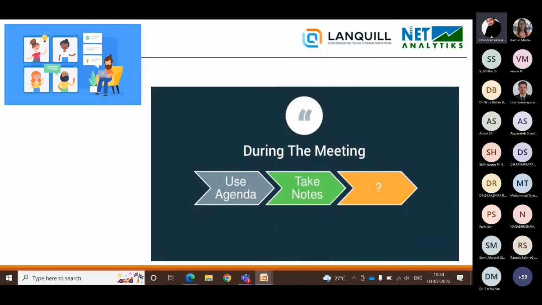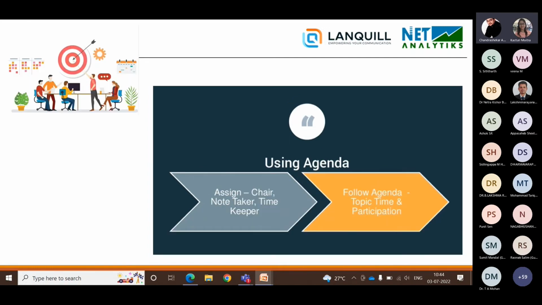Second thing is taking notes during the meeting. Who is the note keeper? Please identify in the meeting itself who chairs the meeting and who is the note taker, who keeps writing the important parts as well as the minutes of the meeting. I'll come to that. Follow the agenda, as I mentioned earlier. Follow the agenda, topic, time, participation, everything very clearly, precisely. It will definitely help you get an expected outcome.